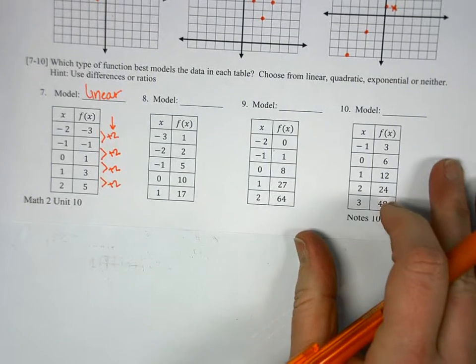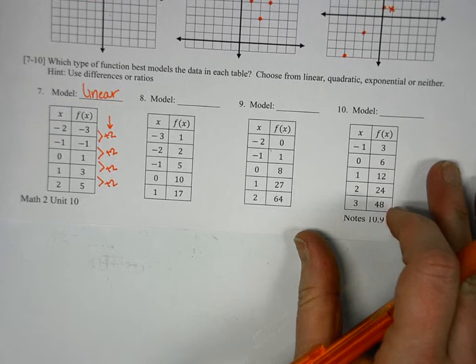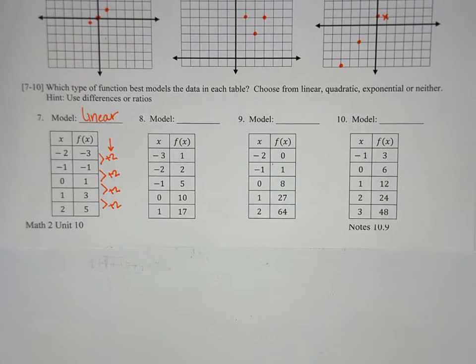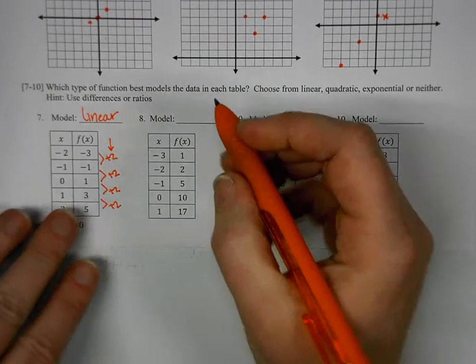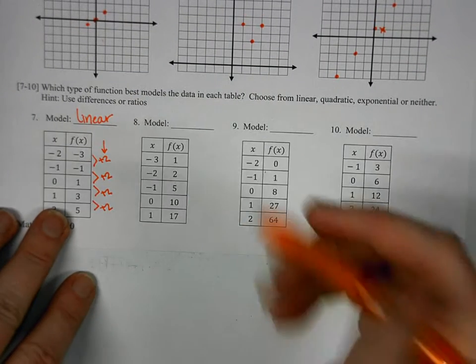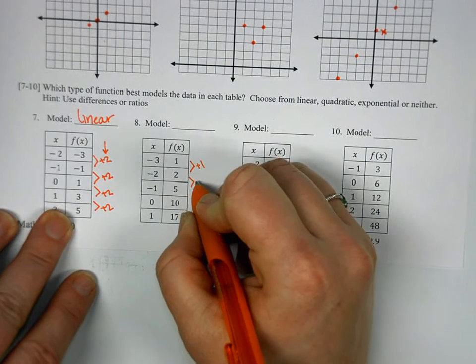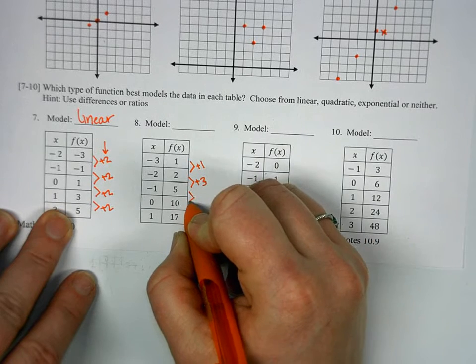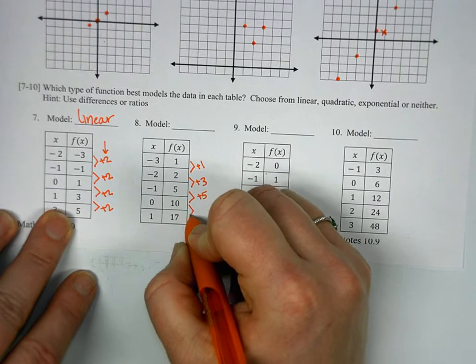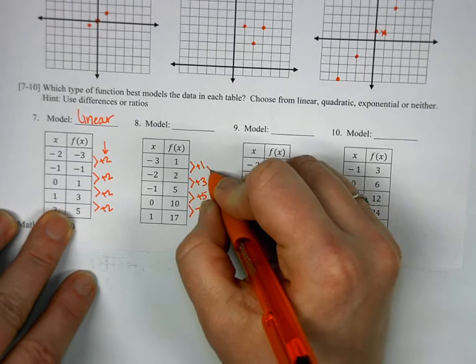Okay, what about 8? What do you think about there? Do they have a common multiple or a common difference? Can we multiply by the same number and get to the next y value, or add the same number? No? Okay, so if you rule out common difference or common multiple, then let's look at the second difference, which means I need to find all of these. So I'm going to start by finding the differences between my y's, and then I'm going to find the second difference.